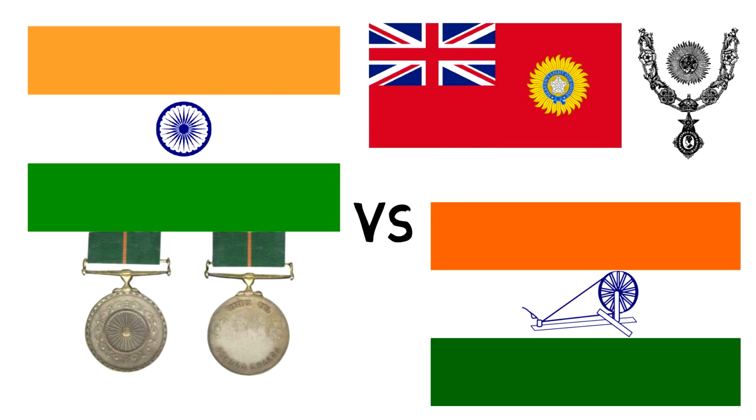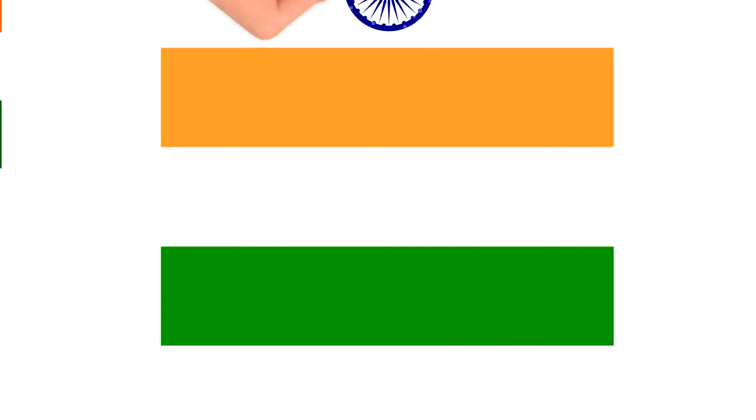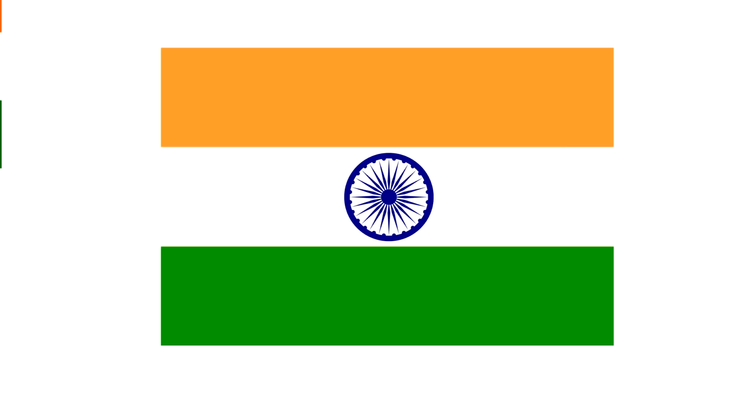So those are the elements of the Indian flag today. The three colors, saffron, white, and green, and the blue Ashoka Chakra with its 24 spokes representing the Indian culture.